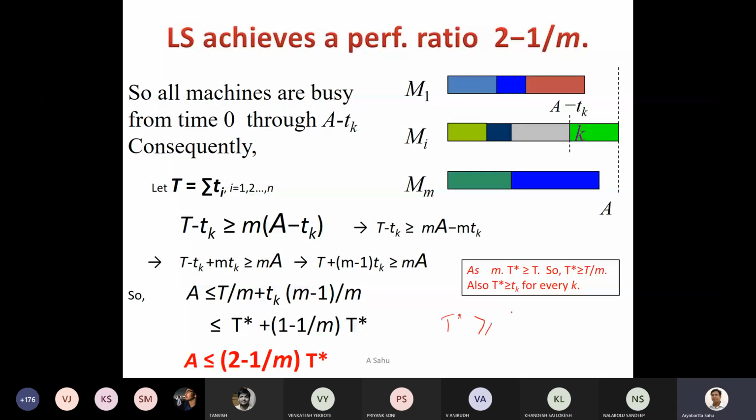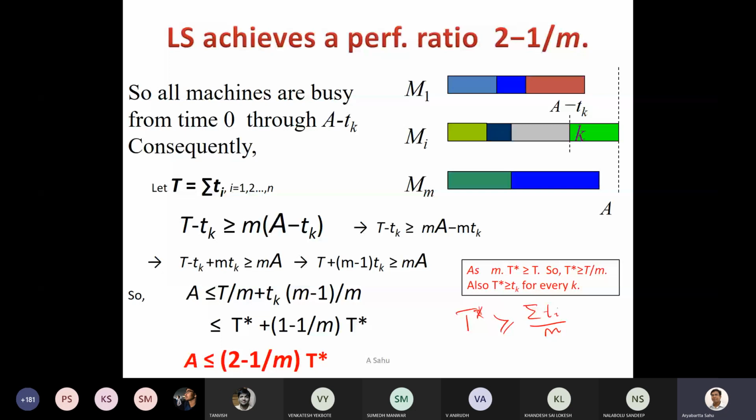Here A is the result produced by the list algorithm, and T is the summation of all the execution times. That means, let me rewrite, T star is greater than or equal to the summation of Ti by m. Can I say this? T star, the Cmax time produced by any optimal algorithm, will be greater than or equal to the summation of all execution times divided by m. This summation of Ti is T, and T star is greater than or equal to T by m.